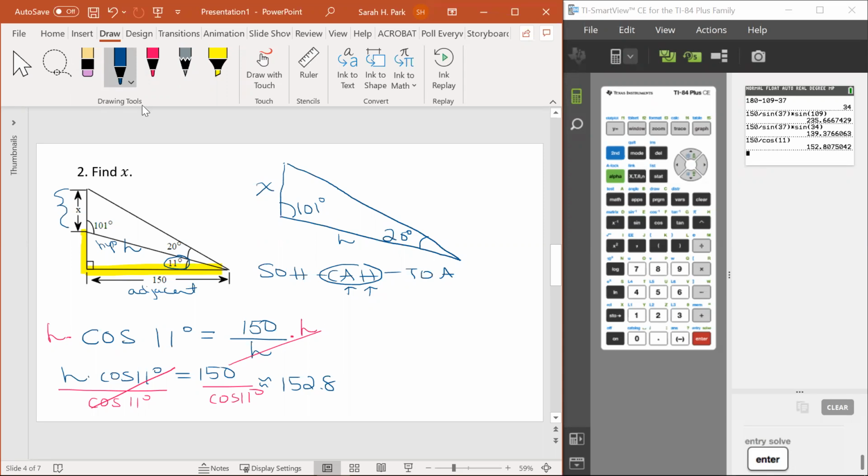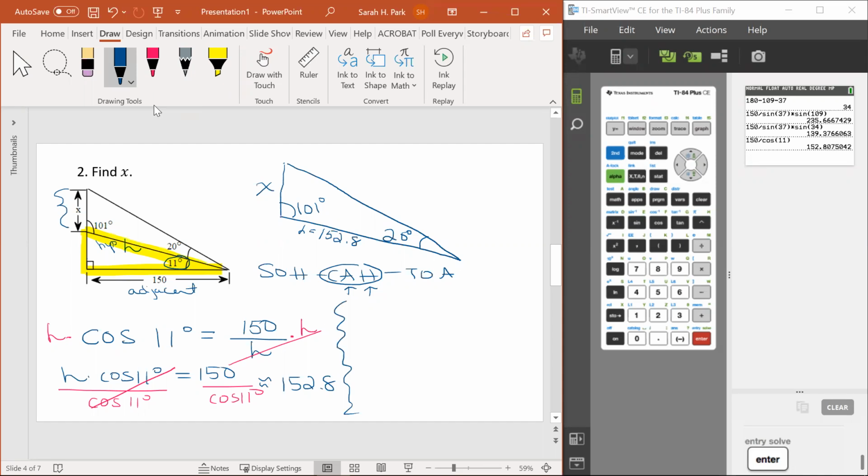So now we know this is 152.8 units long. Now we can use our law of sines. The reason we could use the regular cosine trig function is that the triangle at the bottom was a right triangle. The triangle up at the top, the slanted triangle, is a non-right triangle. So we first used our knowledge of right triangles to find this, and now we can use law of sines.